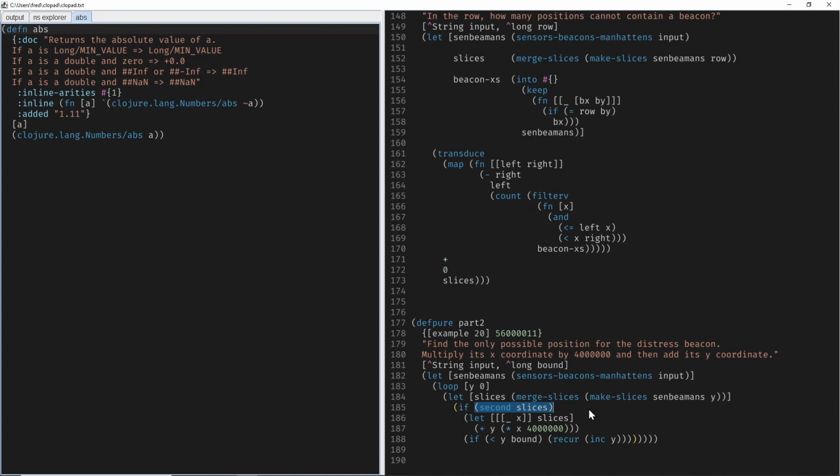The merging of the slices will in almost all cases make one huge slice without any holes in it. And if there is more than one slice, then there must be a hole in it. And we are exactly interested in that hole, right? That's where the distress beacon must be. So via destructuring, nested destructuring, we get the X position, and then there's just a formula that's given by the problem. I was a bit tripped up that here I first had the X and here I had the Y. Otherwise we recur, and this is just a sanity check in case I have a bug in my code, so that I don't loop into infinity.